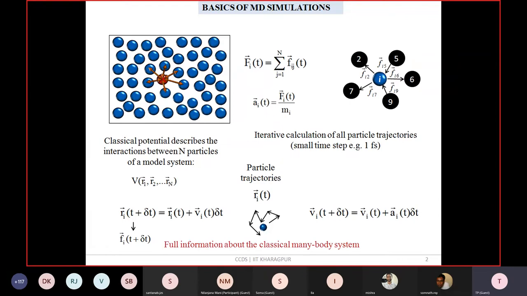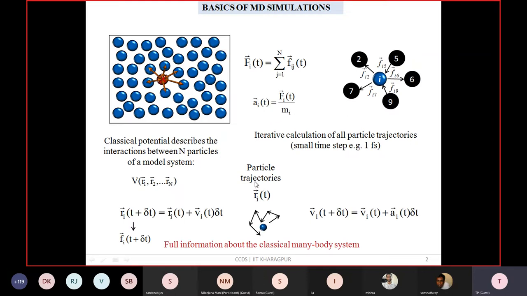And in this way, we calculate the effective force on a particle i, which is basically a summation of all the forces that the particle i feels when it interacts with the surrounding medium. And in this way, we get the total force, capital F. And from here, we can estimate the constant accelerated motion of the particle.